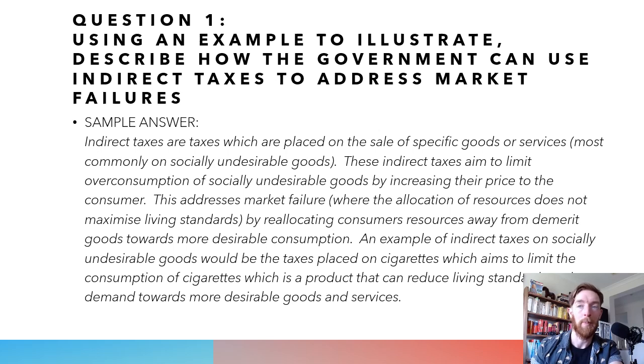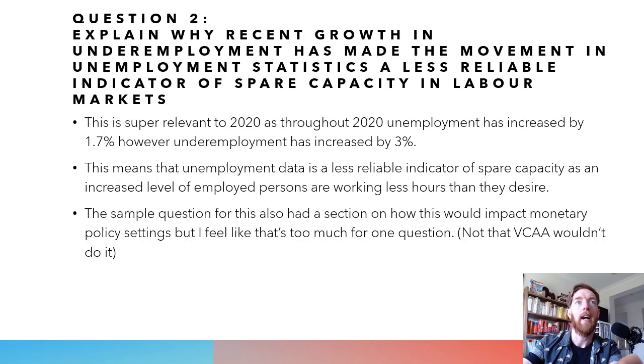But often when you combine two things that students aren't expecting, it really throws them off. So something like this isn't too difficult, but be prepared for things like this. They are tricky. Next up, explain why recent growth in underemployment has made the movement in unemployment statistics a less reliable indicator of spare capacity in labor markets.